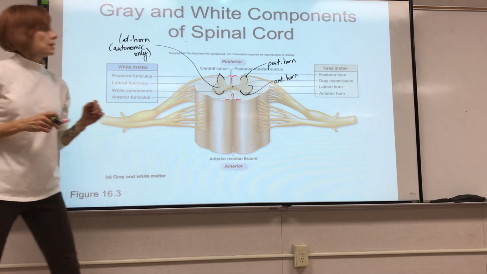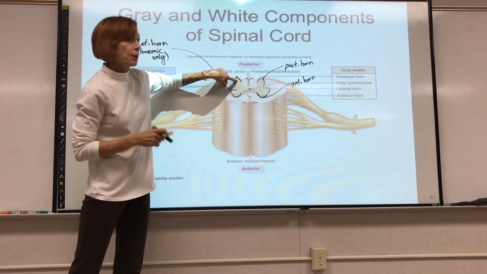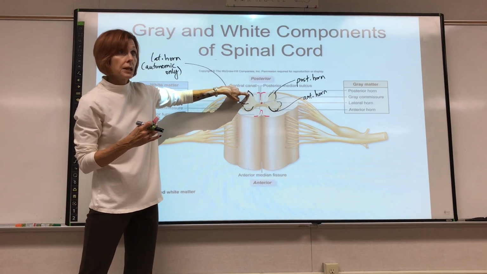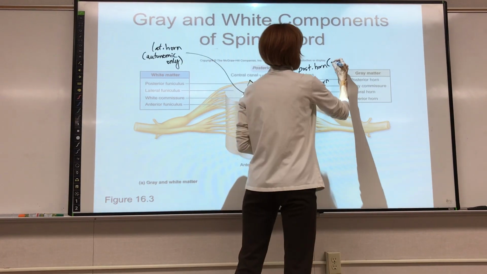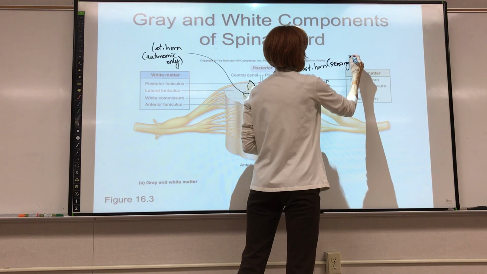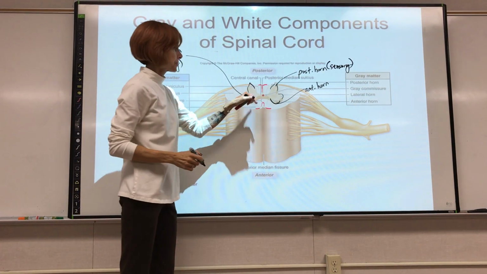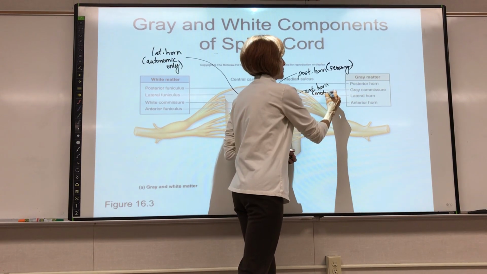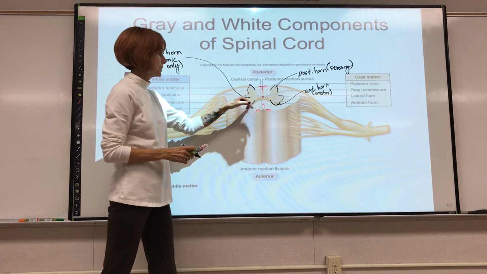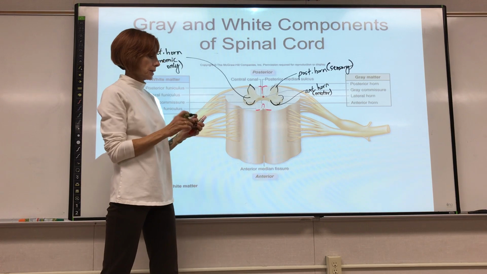Okay, so you can think of the posterior horn as being sensory, because this is where sensory neurons will enter the cord. Okay, it's where they're going to come into the spinal cord. And you can think of the anterior horn as being motor, because this is where our motor neuron cell bodies are going to be located.